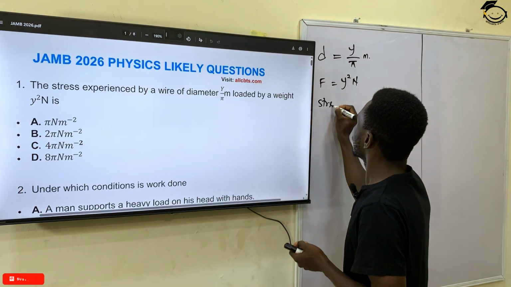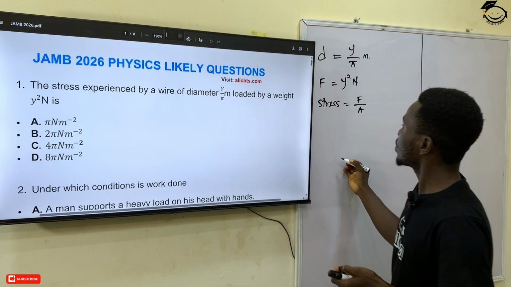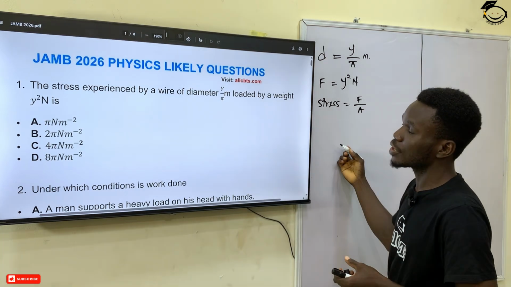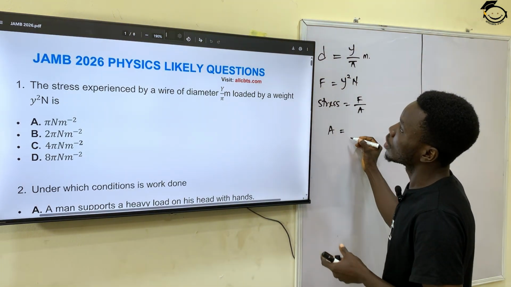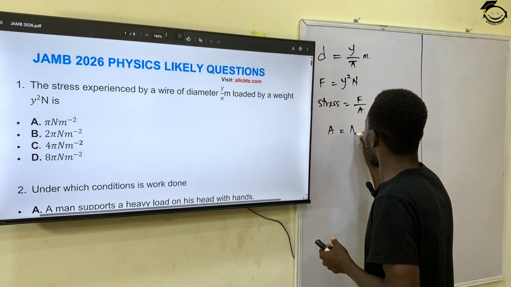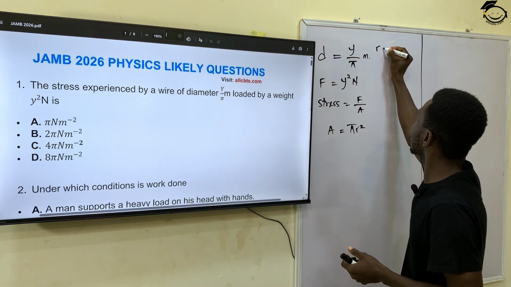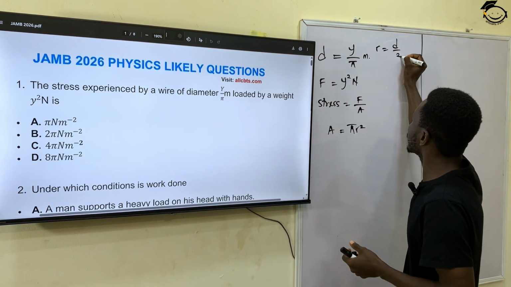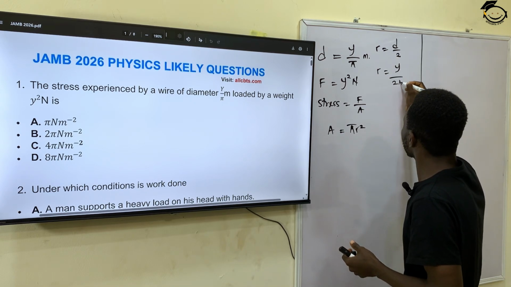So stress, know that stress is force over area. So the first thing we have to do is to find the area, since we already know the force. And we know that area of this is supposed to give us pi r squared. And since we do not know the radius, we know that radius is supposed to be diameter divided by 2. This means that my radius is y over 2 pi.